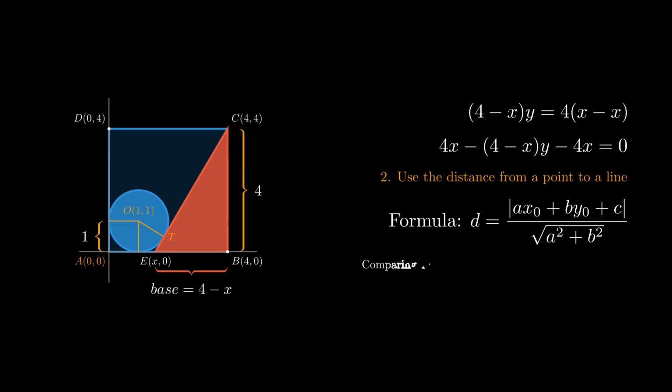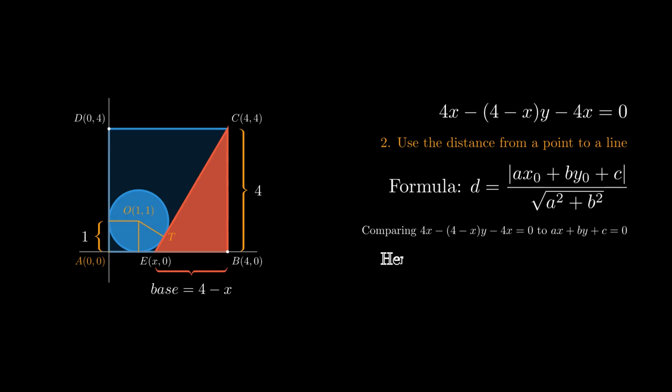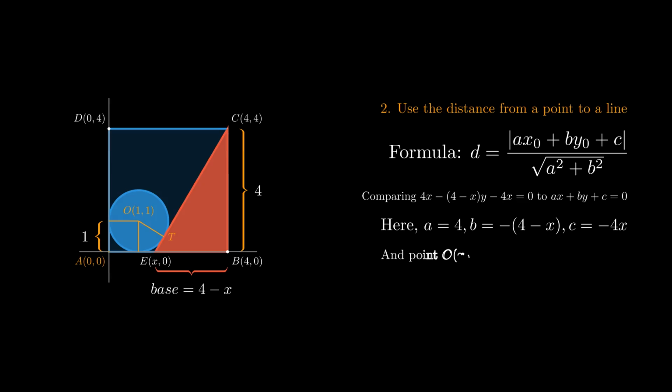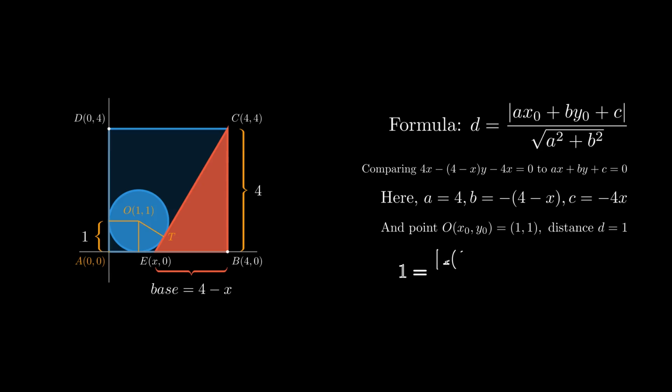By comparing our equation to the standard form, we can identify our coefficients. The coefficient a is 4, b is negative (4 minus x), and c is negative 4x. The point (1, 1) is the circle's center, and the distance is the radius, 1. Now we substitute these values into the distance formula.